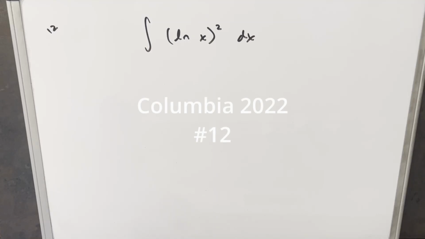Okay, we have here today another integral from the Columbia Integration Bee 2022. This one's problem 12. We have the integral of natural log x squared dx. So the integral we're used to doing is the integral of natural log x. So for that we would use integration by parts.